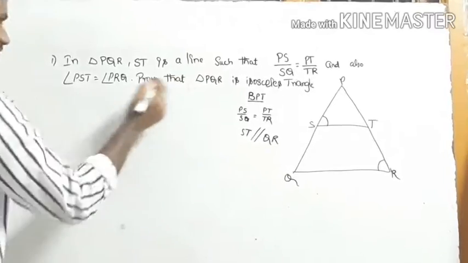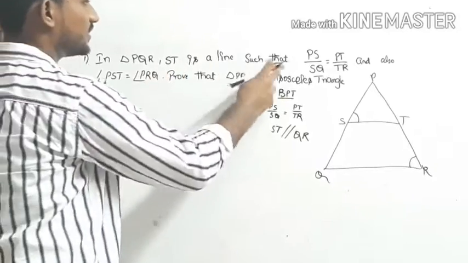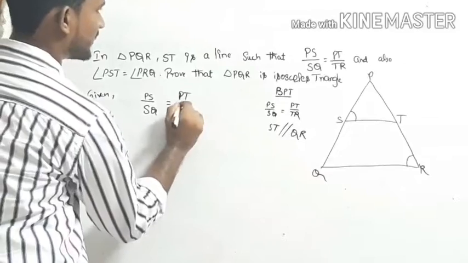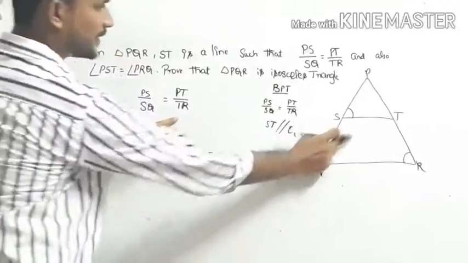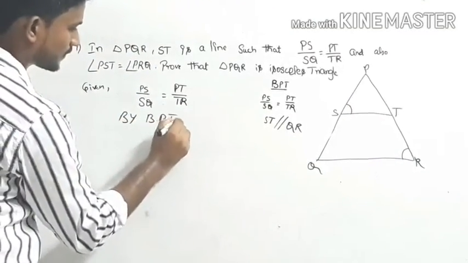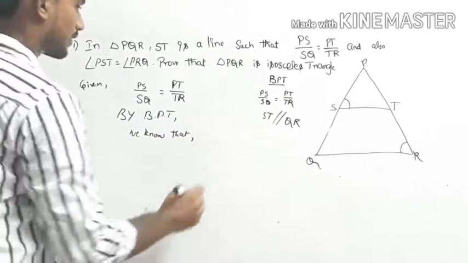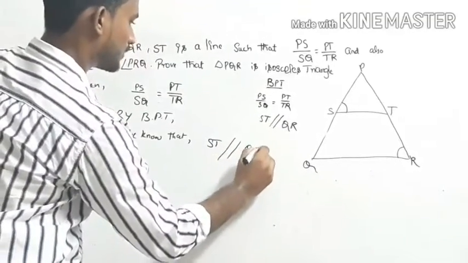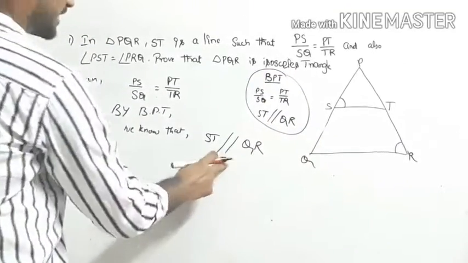And for this problem, given triangle PQR, ST is a line such that PS by SQ equals PT by TR, they are given. So by the basic proportionality theorem, by BPT, you know that ST is parallel to QR. That is the basic proportionality theorem.